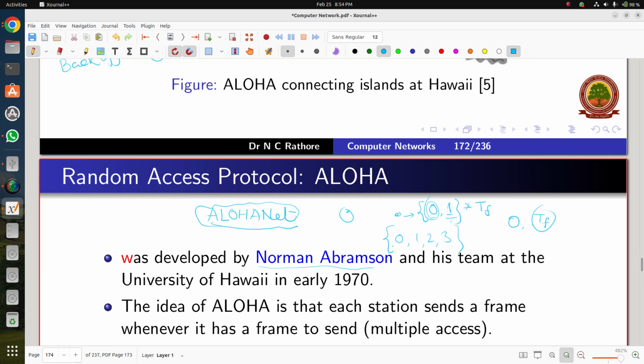Okay, so now suppose that there are stations. किसी स्टेशन का रैंडम नंबर 0 आएगा, किसी का 1 आएगा, किसी का 2 आएगा, किसी का 3 आएगा. So जिसका 0 आएगा they will wait for 0 time, जिनका नंबर 1 आएगा they will wait for TF time, जिनका नंबर 2 आएगा they will wait for 2 TF time, जिनका नंबर 3 आएगा they will wait for 3 TF time.